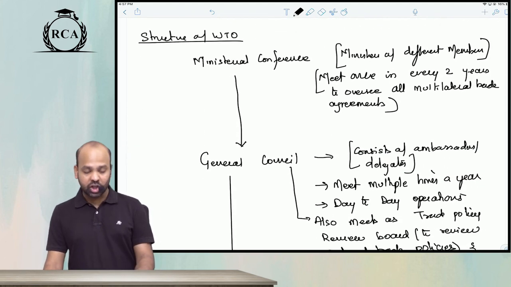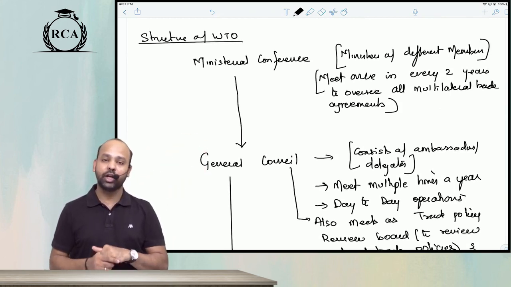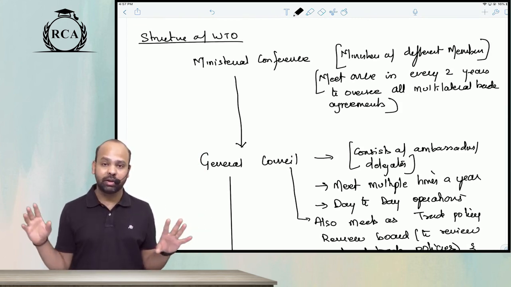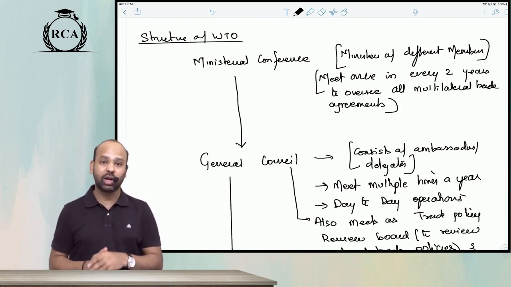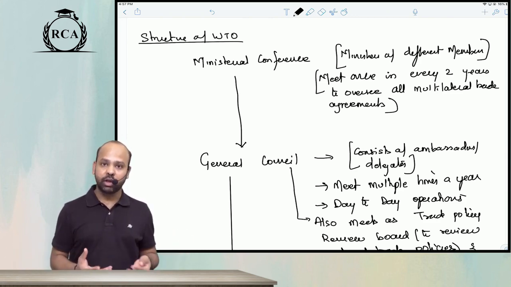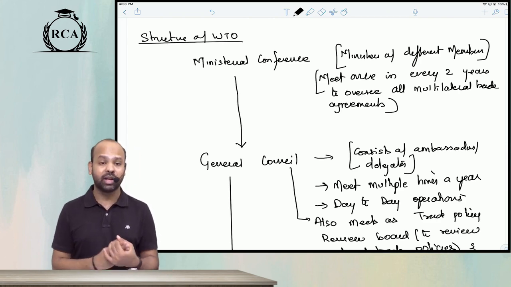organizations. Structure of World Trade Organization, beta, 3 levels. You have the ministerial conference that meets once in every 2 years as such, guys, and they can cover any aspect, beta, of all the multilateral trade agreements. Under that, beta, you have the General Council that meets multiple times in a year, will cover day-to-day work. It also meets as the Trade Policy Review Board and the Dispute Settlement Board.